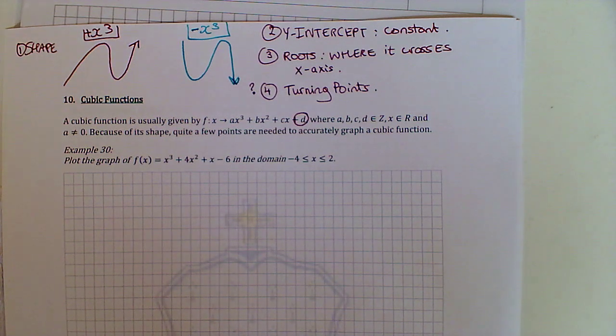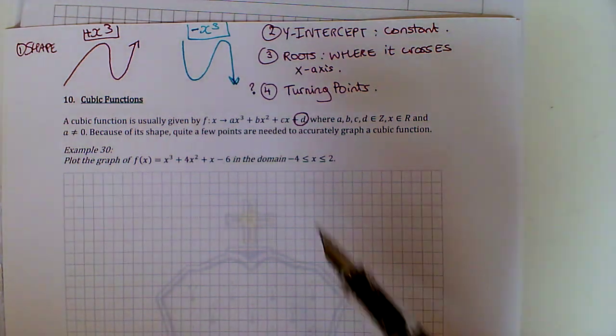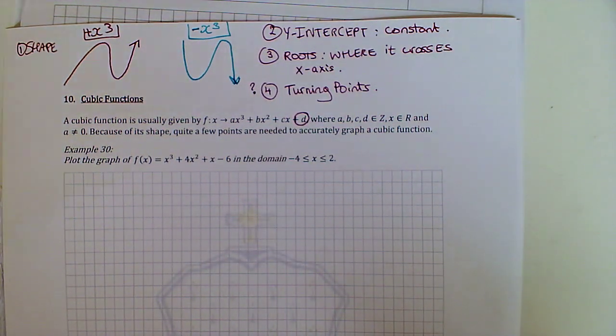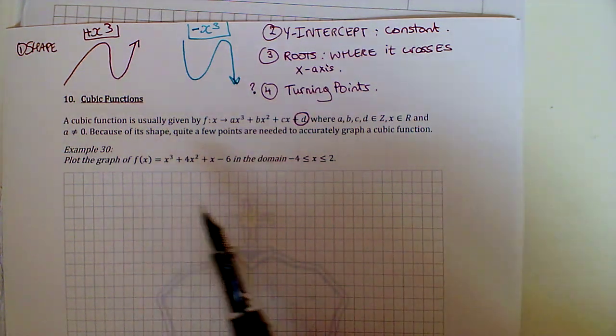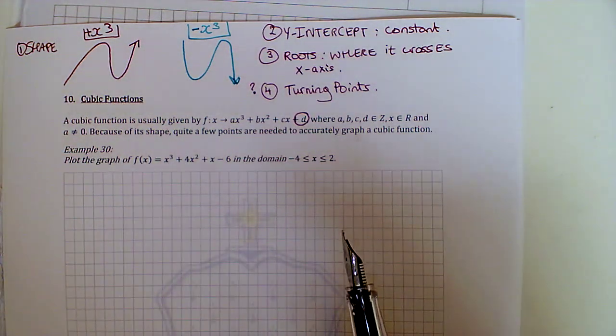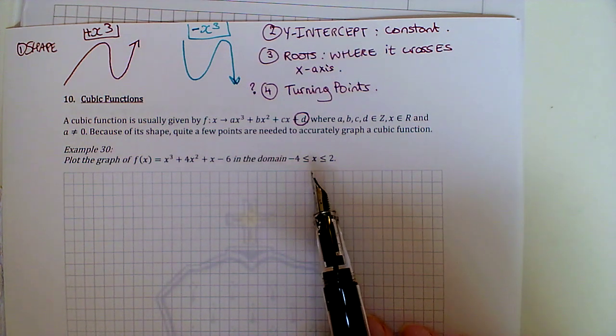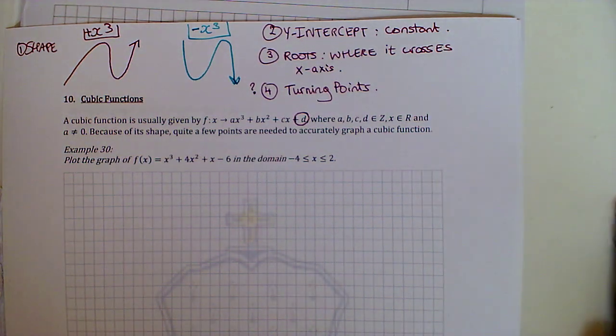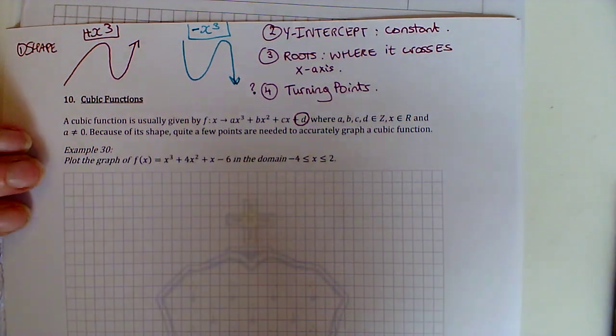Now, you can, of course, just do an input-output table, listing your values here and plotting them and working with those. So it depends on the information that you're given. So let's look at the first example that we have here. We're asked to plot this graph here in the domain x between -4 and 2. So because they've given us a domain like this, we might even use an input-output table for this. It might be the quickest way to do it. But let's start with what we know.